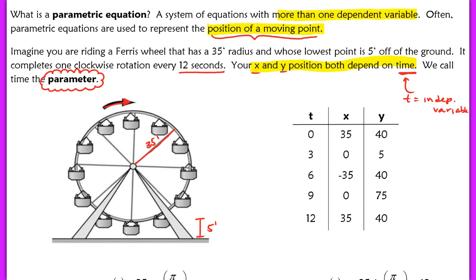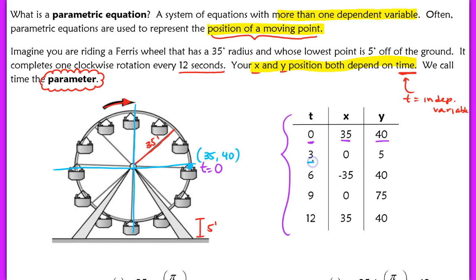Now using our example here, I have a table that shows your position at certain times. At time equals 0, my x position is 35 feet and my y position is 40 feet. So we're using these as the axes. So here's my x and y axis. And at this point, time is 0, we have an x position of 35 and a y position of 40.